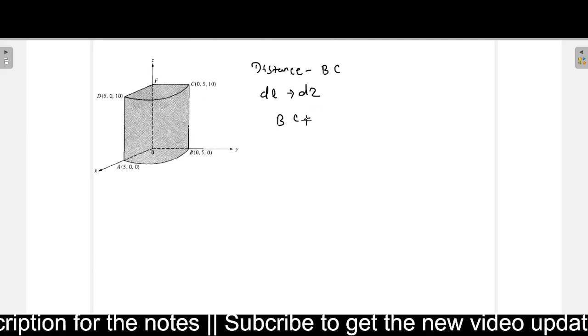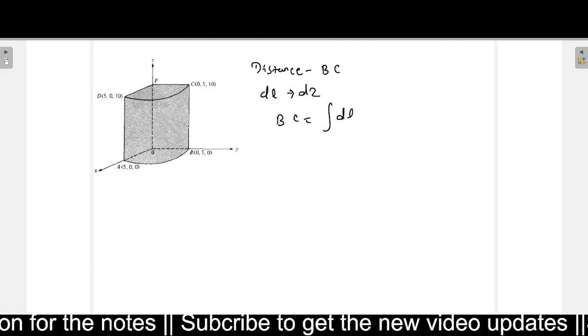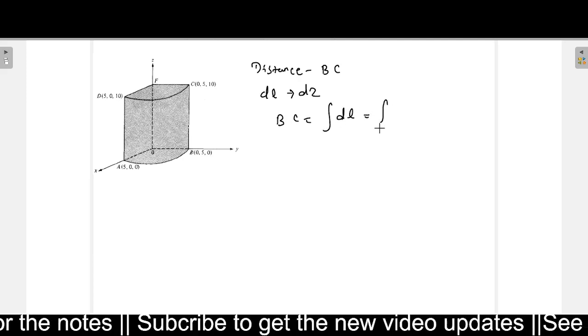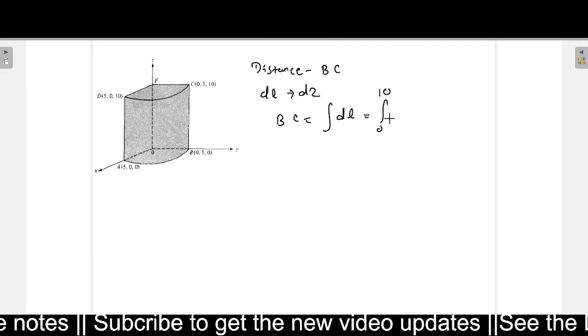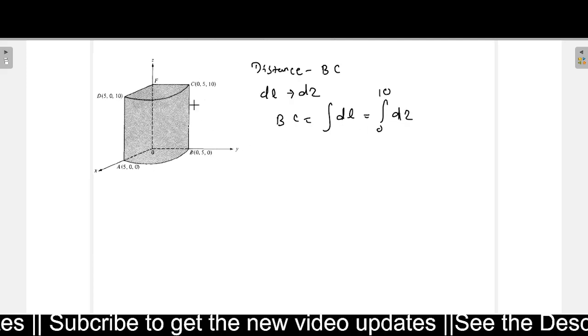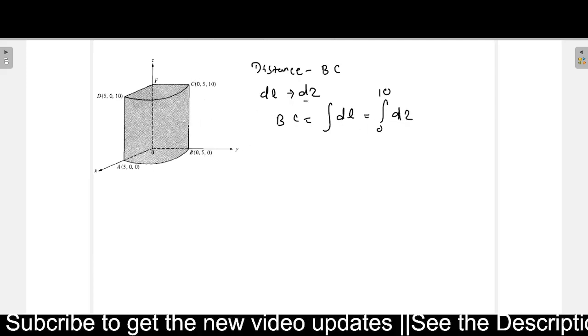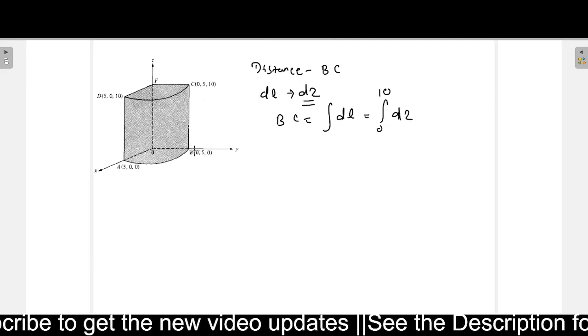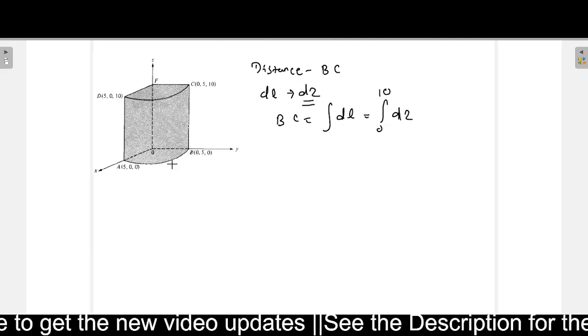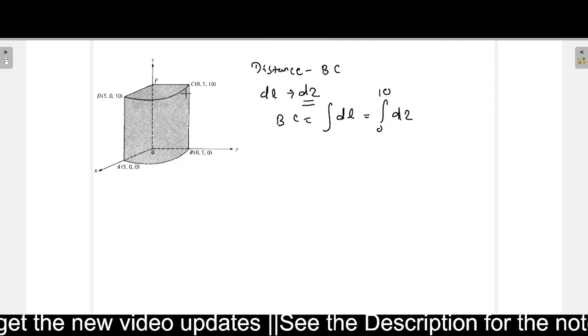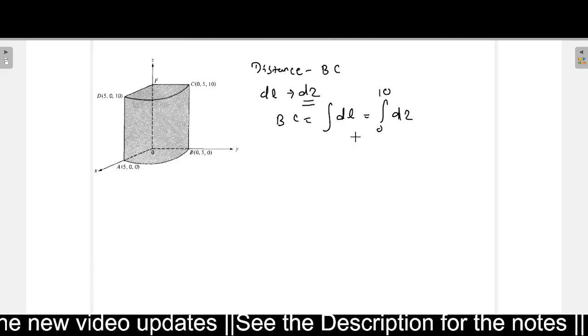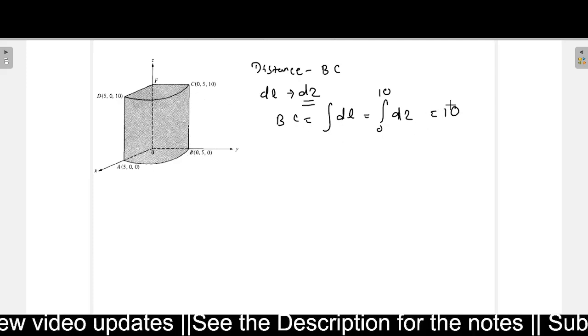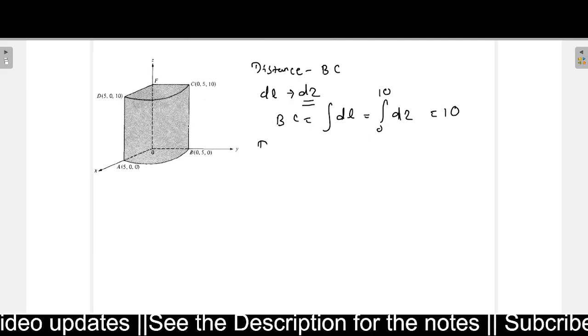Now the distance is equal to the integration over the line dL, that is the integration from 0 to 10 over dz. Why 0 to 10? Because here the variable is z and the differential length is dz. So you have to take the limit of z, and the z value starts from 0 here and ends at 10 here. So the limit is 0 to 10. So this will come exactly 10. Okay, simple.